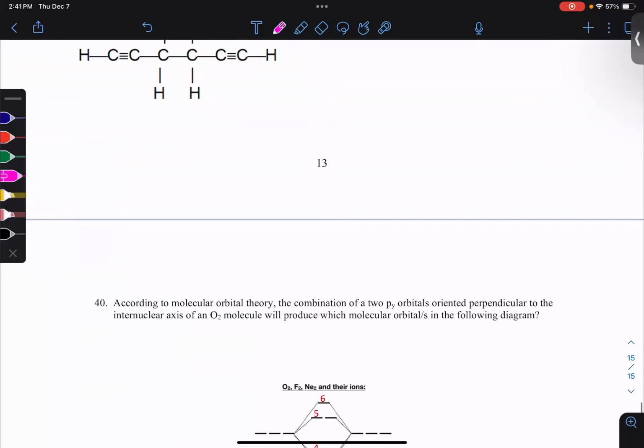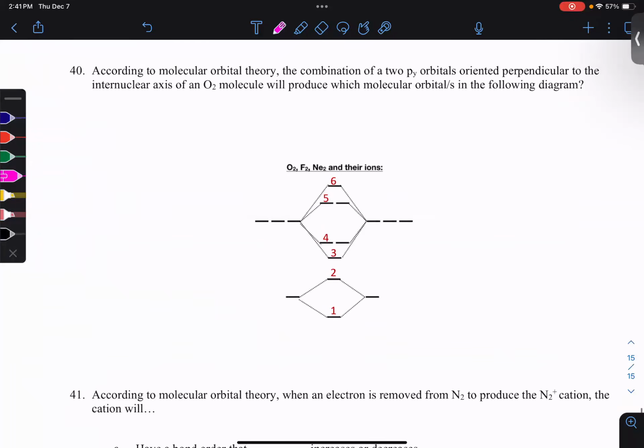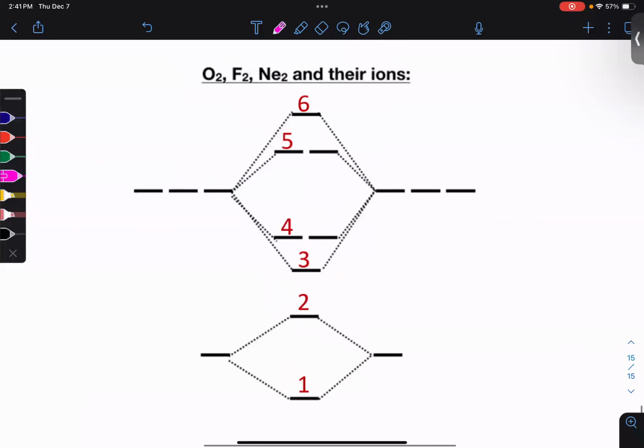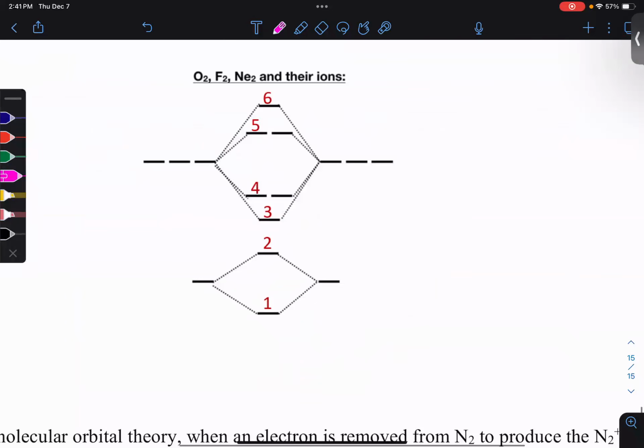Perfect, MO theory. I love MO theory. All right, so this is question 40. It's on page 14. So this is the exact MO diagram. Sometimes I call it a spaghetti diagram because it looks like spaghetti, that you get on the exam.